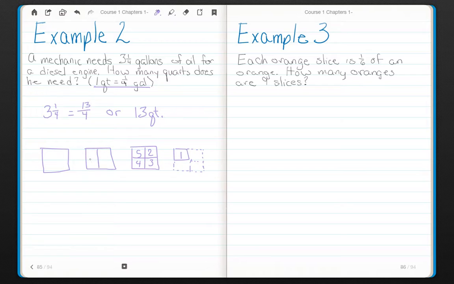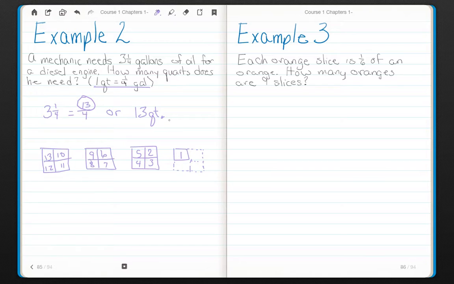Break this one up. 6, 7, 8, 9 quarts, 10, 11, 12, 13 quarts. So in 3 1/4 gallons, I have 13 quarts. I want to know how many quarters do I have? Well, my numerator tells me that I have 13. I have 13 quarters, so therefore I have 13 quarts of oil.